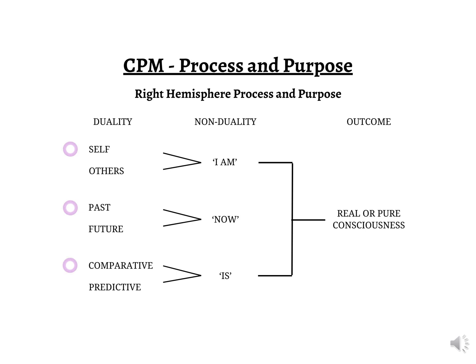We want to get away from that. We want to go for the right hemisphere. The right hemisphere focuses on not the split between self and others, just the I am. Not the past or the future, the now. Not the comparative predicting thinking, just the fact it is. And when we can think about the I am in the now and it just is, the outcome is pure consciousness, pure general consciousness. So in the next slide, we'll have the steps of how to do that, to complete this module.